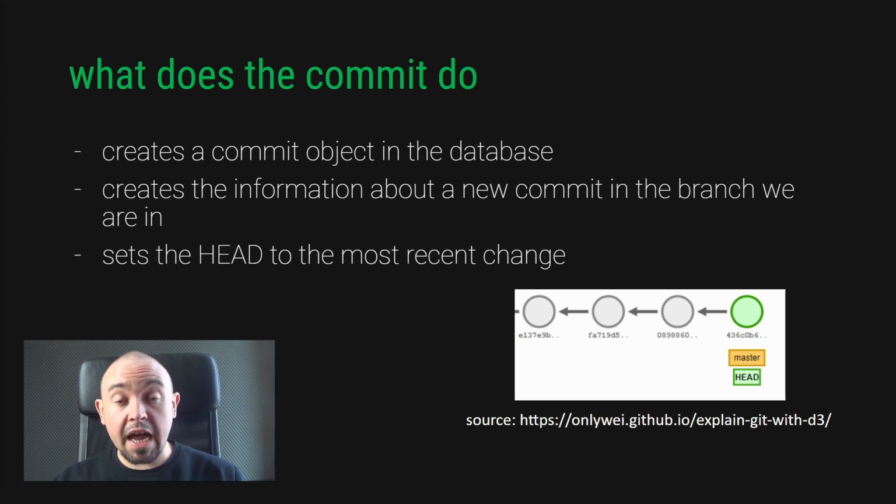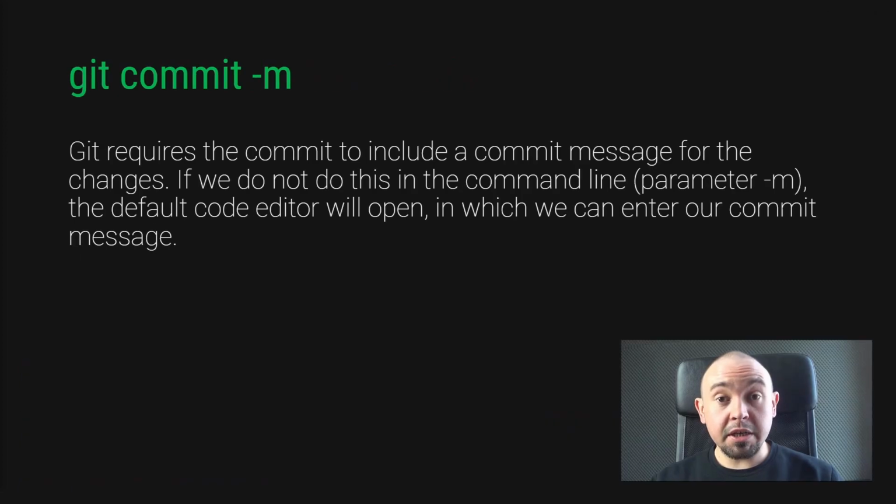If you want to test out various Git commands and see how commit paths are created, at the bottom of the screen you have a source that you may be interested in. Git commit with the -m flag or the -m parameter.